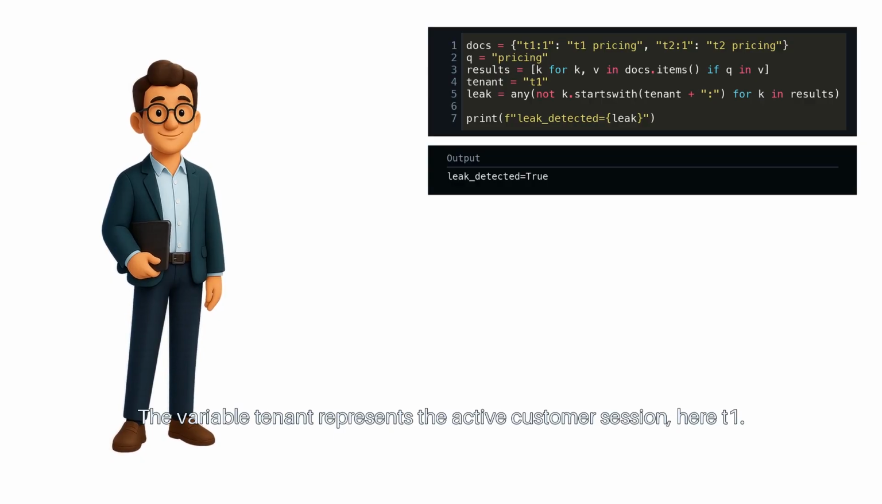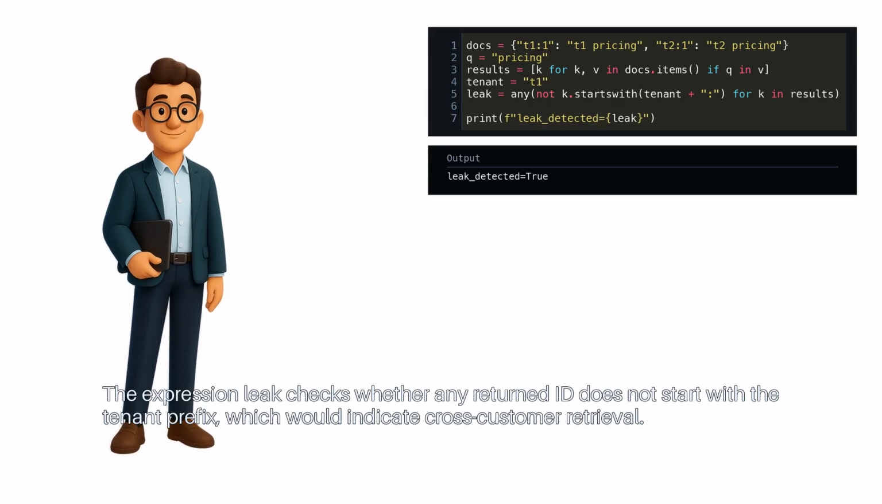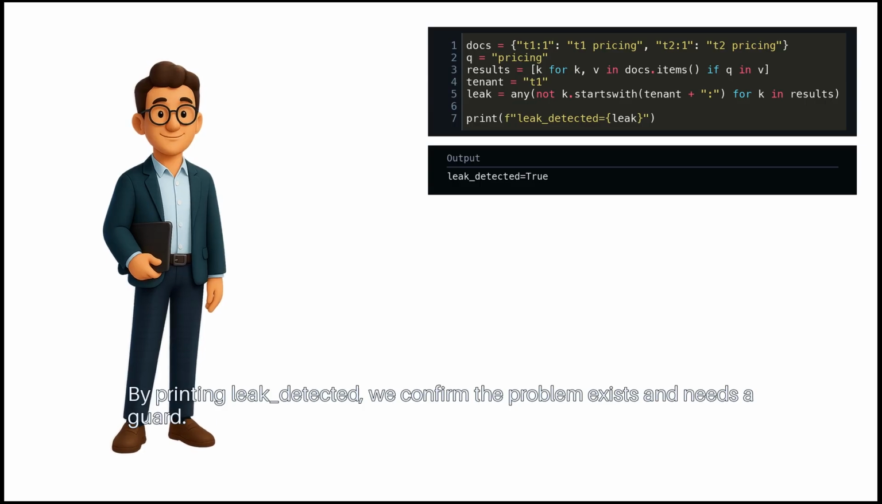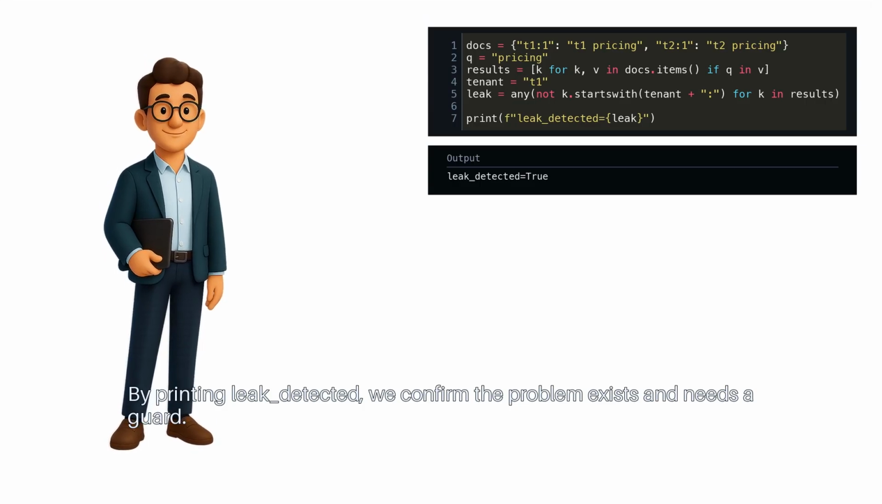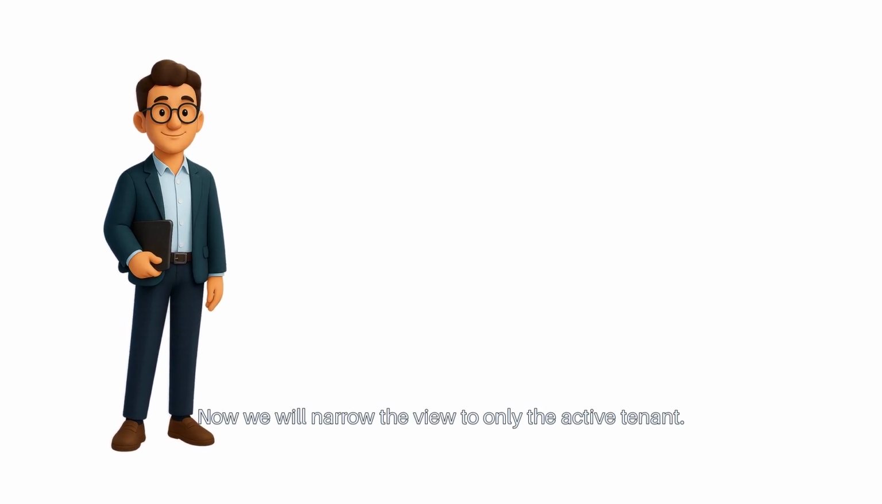Here, the expression leak checks whether any returned ID does not start with the tenant prefix, which would indicate cross-customer retrieval. By printing leak detected, we confirm the problem exists and needs a guard. Now we will narrow the view to only the active tenant.